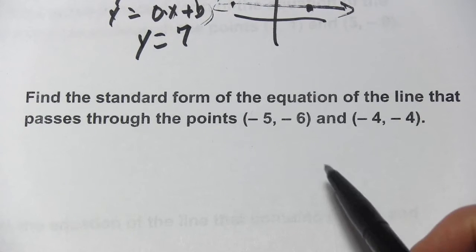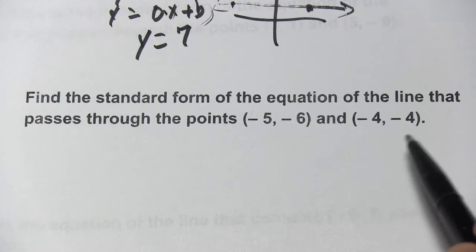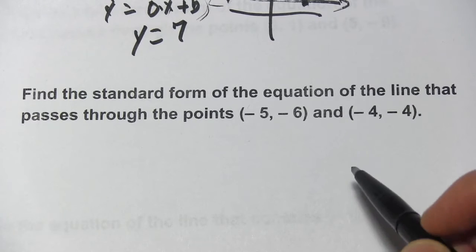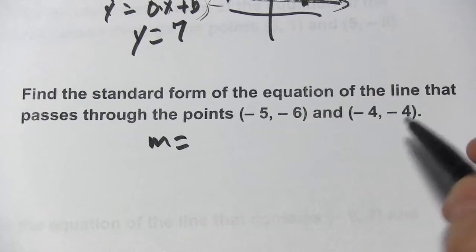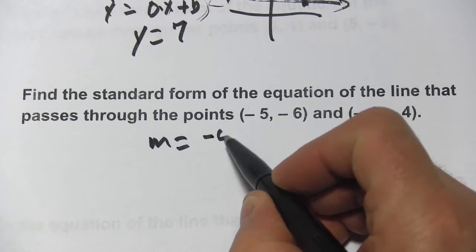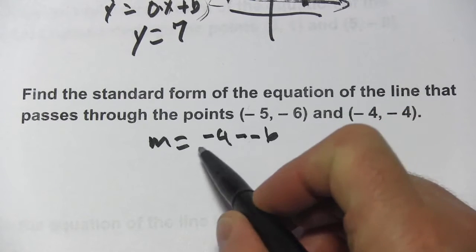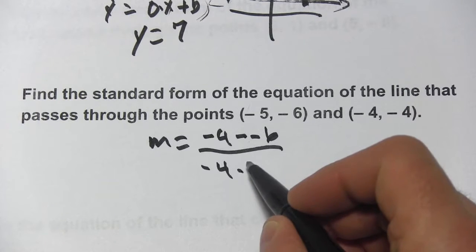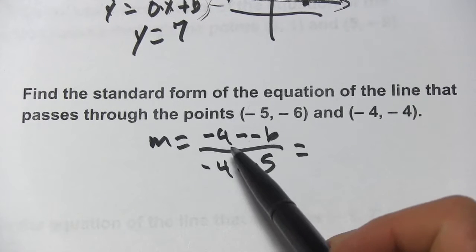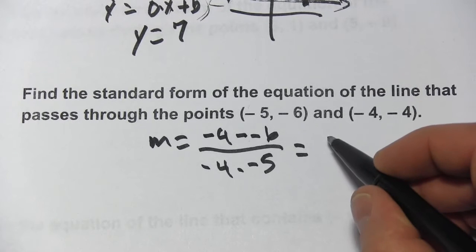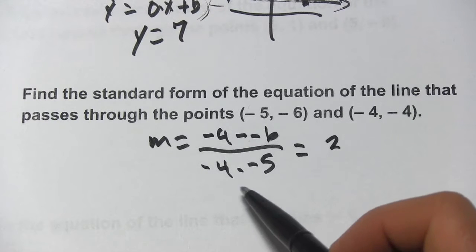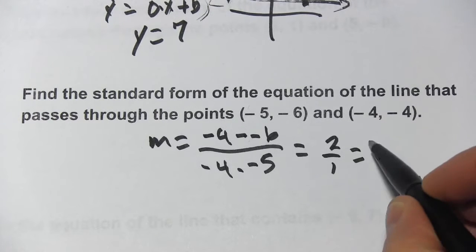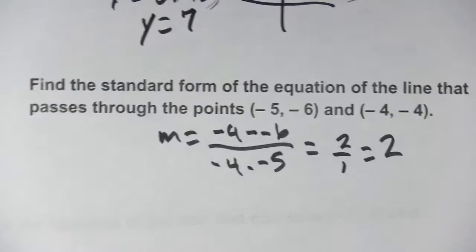Okay, this one says find the standard form of the equation, so that's a little different, of the line that passes through those points. And we're going to start by finding the slope. So the rise here is negative 4 minus a negative 6, and negative 4 from here minus a negative 5. Well, negative 4 minus a negative 6 is negative 4 plus 6, so that's 2. Negative 4 minus a negative 5 is negative 4 plus 5, that's 1. So our slope is 2.